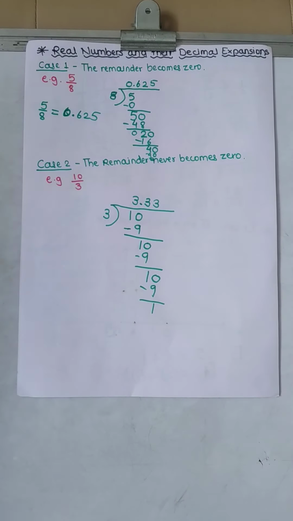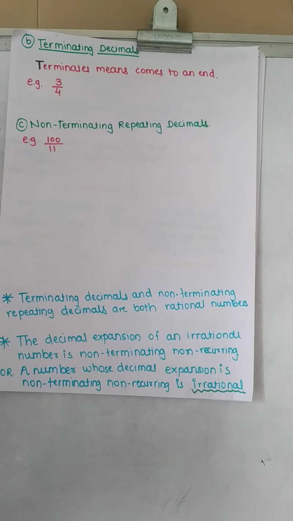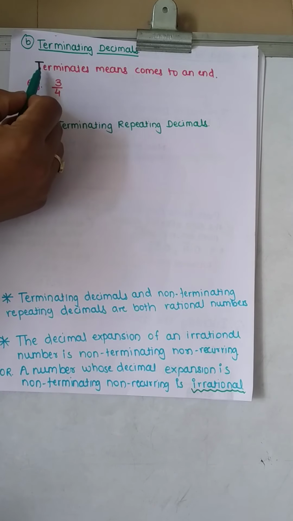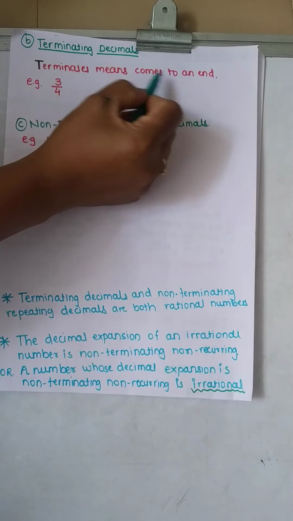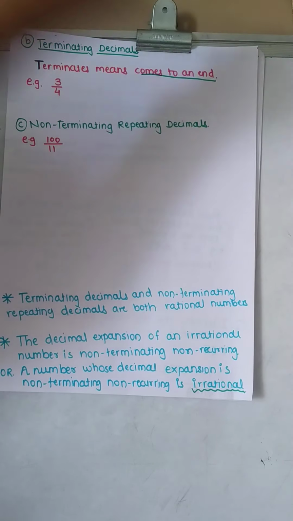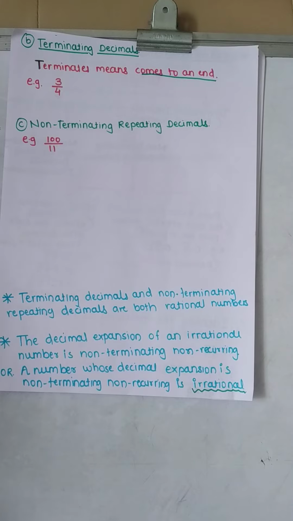So here the remainder never becomes 0 in some cases. We have seen 2 types of cases. In one, when we divide we get completely 0 as the remainder, right? And in another case we have seen that we never get 0 as a remainder. We will now see terminating decimals and non-terminating repeating decimals. What does it mean? Terminating, its name only suggests it terminates. Terminate means what? Comes to an end. Means the remainder comes to 0, right?